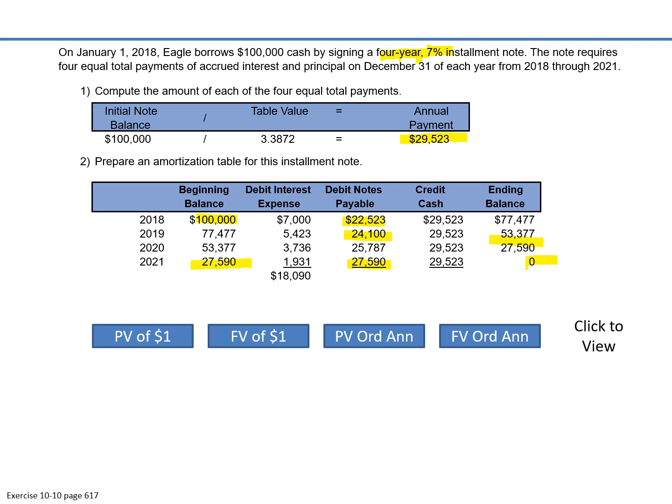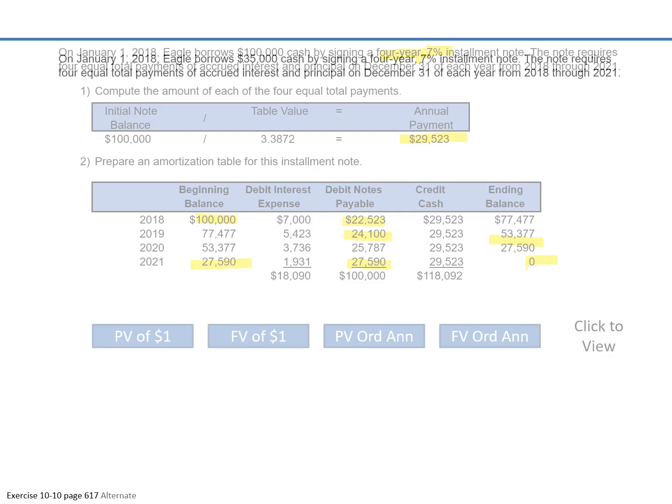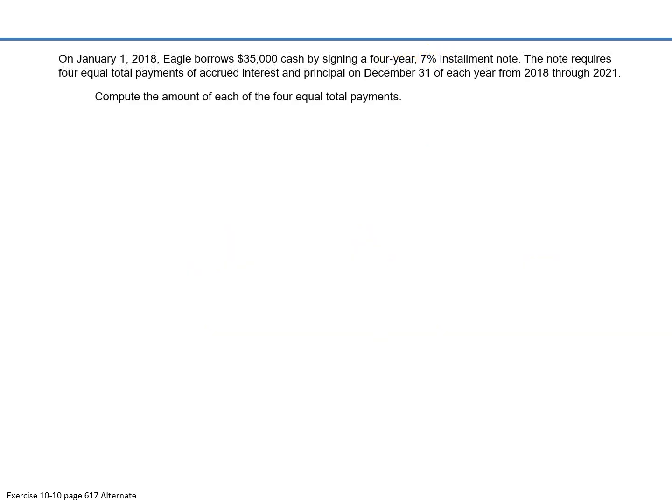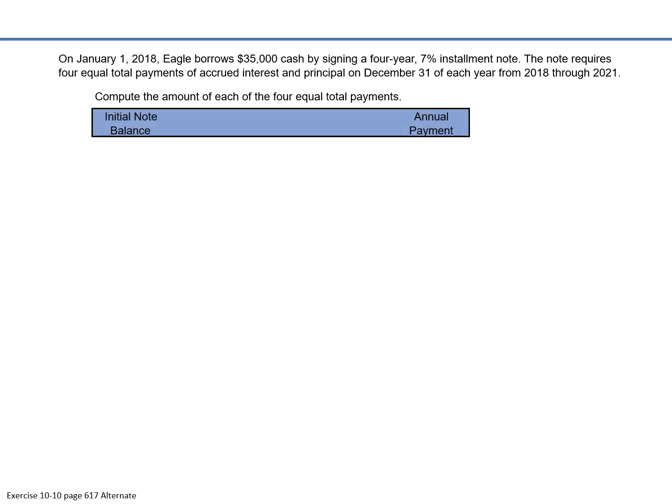Okay, so we paid interest over the term of the note of $18,090. We've paid principal of $100,000. Total reduction in cash, $118,092. All right, so same problem, different numbers. Why don't you compute the amount of each of the 4 equal total payments and then the amortization schedule? And when you're finished, you can resume the recording and we will go through the answers.